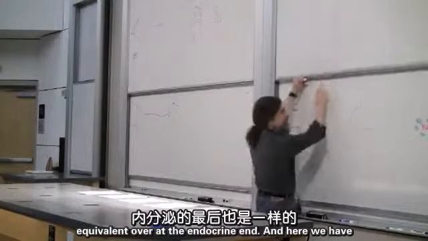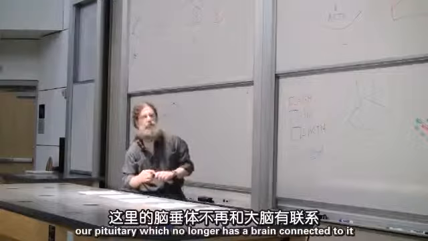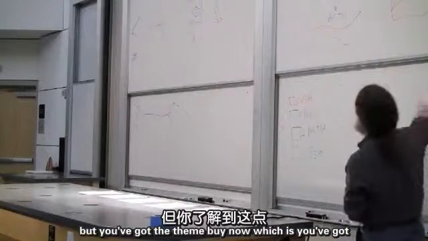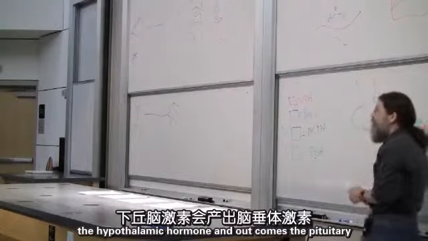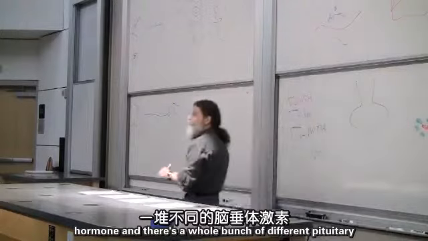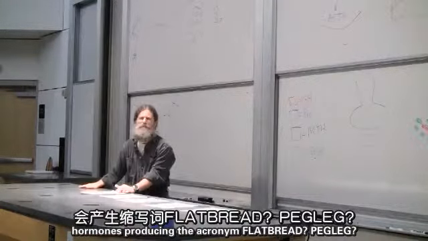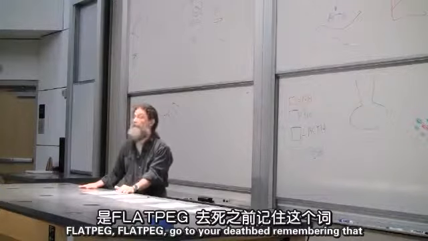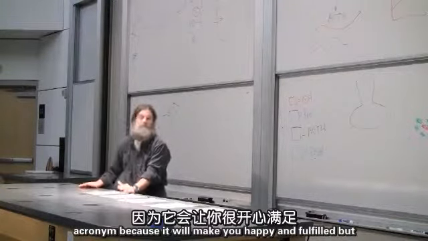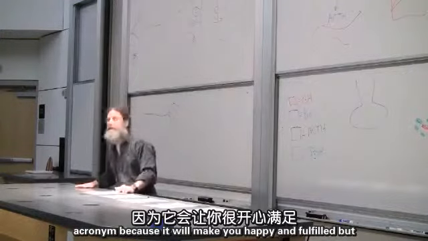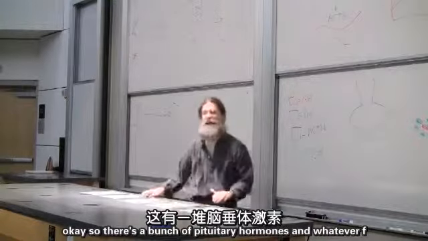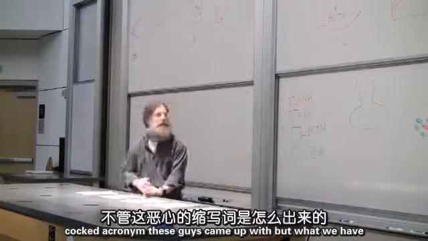Equivalent over at the endocrine end. And here we have our pituitary, which now no longer has a brain connected to it. But you've got the theme by now, which is you've got the hypothalamic hormone, and out comes the pituitary hormone. And there's a whole bunch of different pituitary hormones producing the acronym flatbread, peg leg, flat peg. Go to your deathbed remembering that acronym, because it will make you happy and fulfilled. But okay, so there's a bunch of pituitary hormones and whatever acronym these guys came up with.